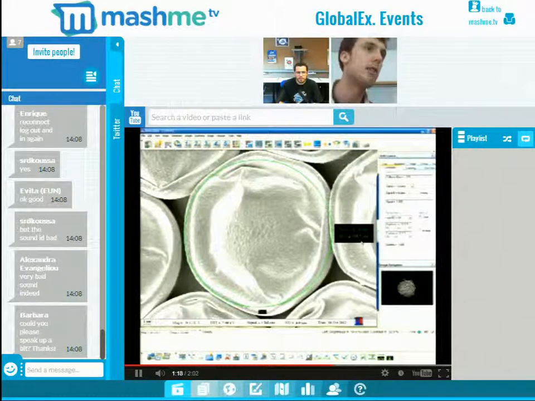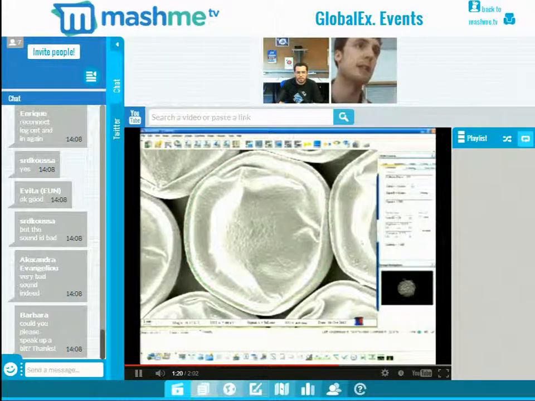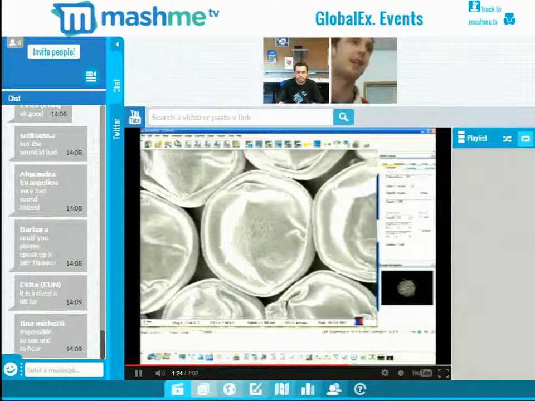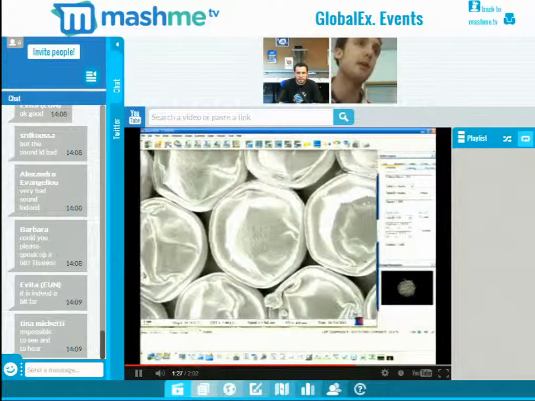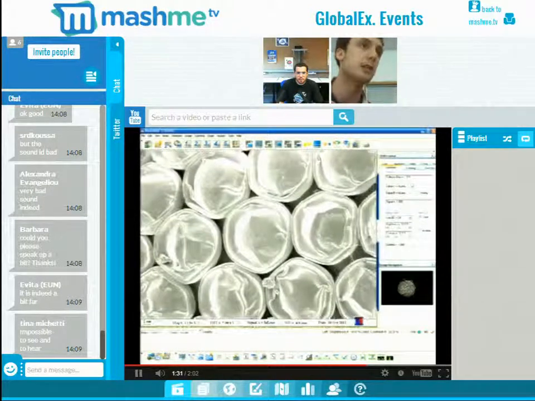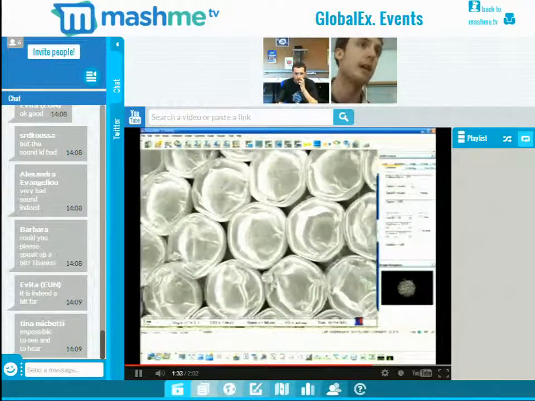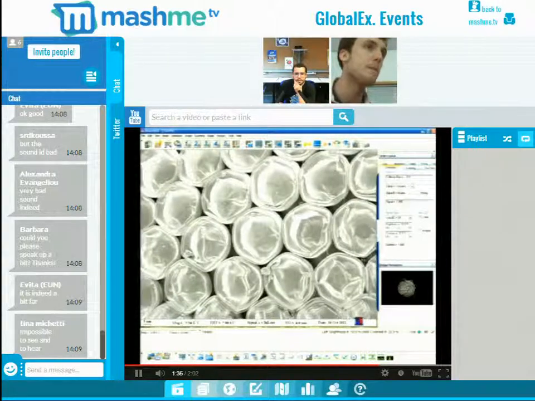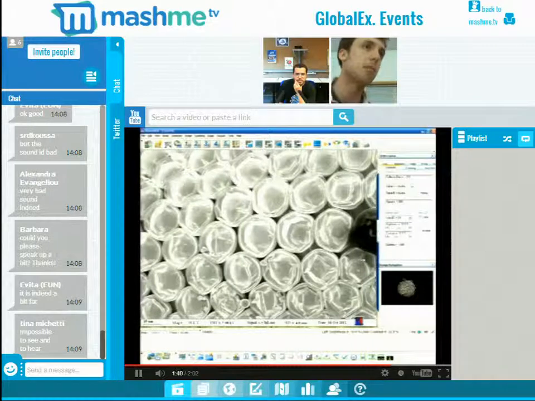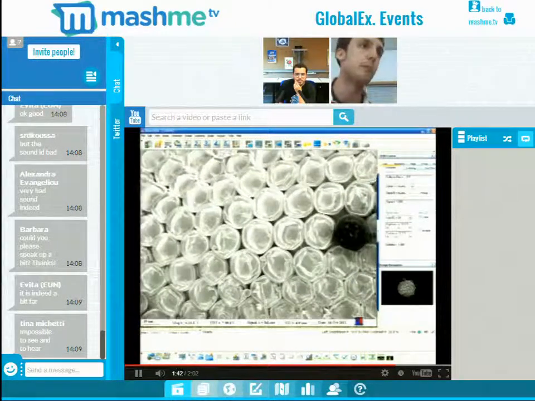The compound eye of a fly is made up of very many of these lenses. As we carry on zooming out, you'll see the array of them. They're all identical.